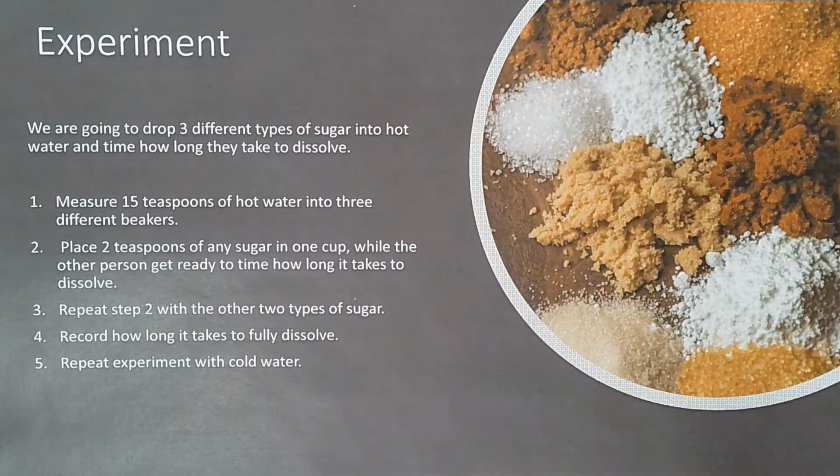So we have our method here to the experiment. We're going to have to measure 15 teaspoons of hot water into 3 different beakers. We don't need to do that now, but I'm just thinking about what I will need. We're going to have to place 2 teaspoons of any sugar in 1 cup, while the other person, it's going to be you or a family member, get ready to time how long it takes to dissolve. So you do that with 1 sugar, then you repeat step 2 with your other 2 types of sugar, and you record how long it takes to fully dissolve.